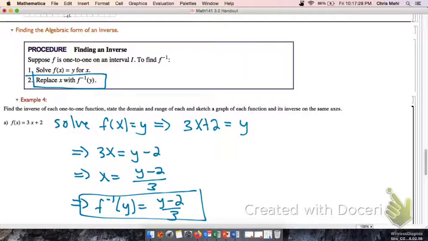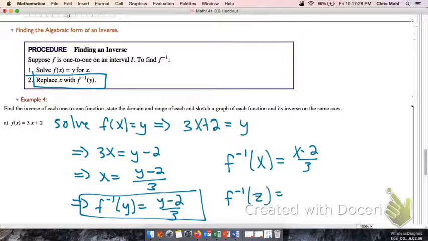If I was being weird here, I could switch it back and just write f inverse of x equals (x minus 2) over 3, or I could say f inverse of z equals (z minus 2) over 3. It doesn't really matter which variable I use, it's just that in the textbook they, for some reason, always use y as the input of an inverse function. Okay, so moving on to the next one.